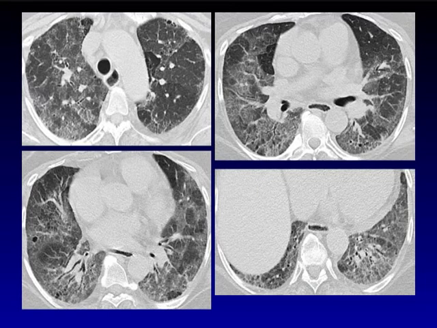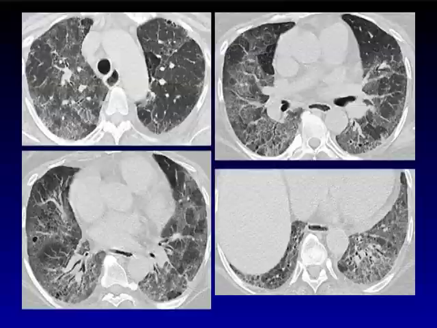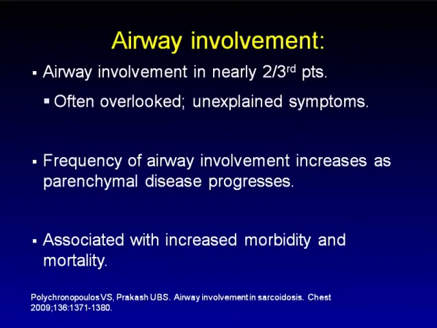It's another patient with lots of ground glass and evidence of air trapping. So with that, I want to sort of segue quickly into airway involvement, which is oftentimes overlooked. It involves about 2/3 of patients, and it's associated with increased morbidity and mortality. So it's something important to consider.